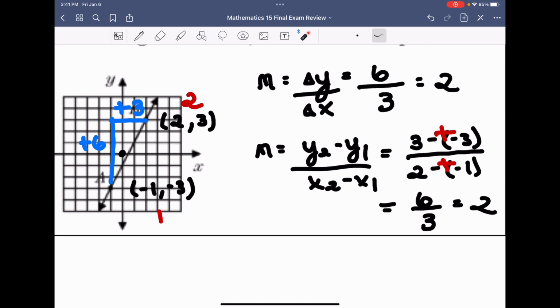Now, I will say this formula is really important, especially when you're not given the graph and you're just given points. You'll need to use this formula. But if you're given the graph, go ahead and just say rise over run, get your solution.